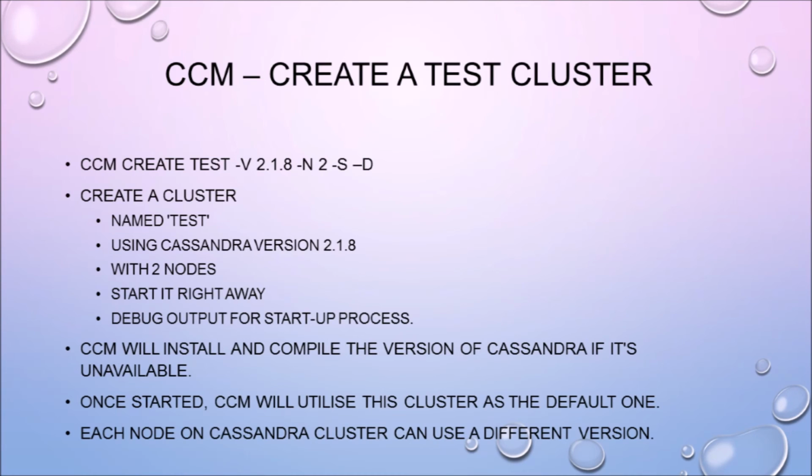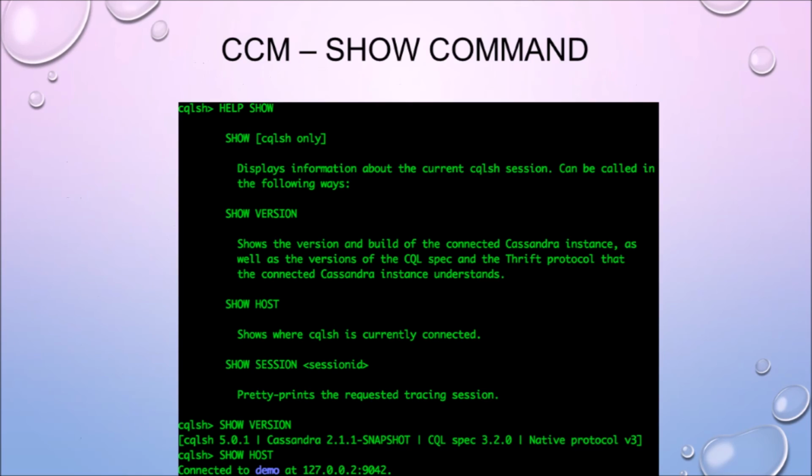I did CCM, and this is my local machine, and then I went to the CQL shell, and then I said I wanted to know what version of Cassandra I'm running. So there's this show command which will actually show you the version of Cassandra, as you can see, and the name of my cluster is demo cluster, not the test cluster, as you saw on the previous screen.